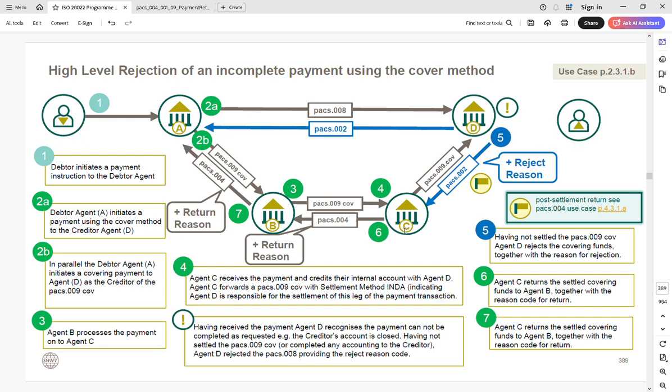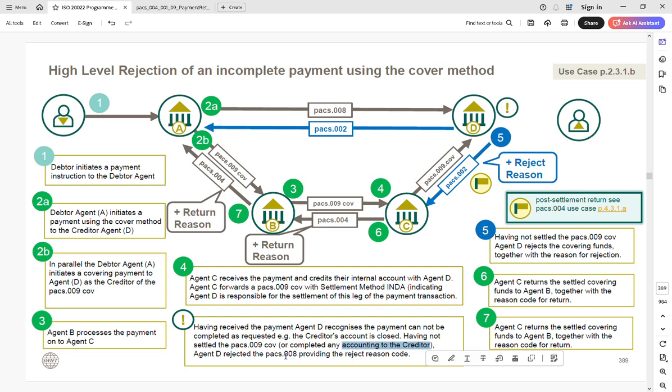So the payment started from C at the end and came to D, but due to some error, the payment is going to be rejected at agent D, and we have to see the negative flow of that PACS.002, which is yet to be generated. Having received the payment, agent D recognizes the payment cannot be completed because the creditor account is closed. Here agent D's account is closed, so it has not settled the PACS.009. The payment will not settle because the account is closed.